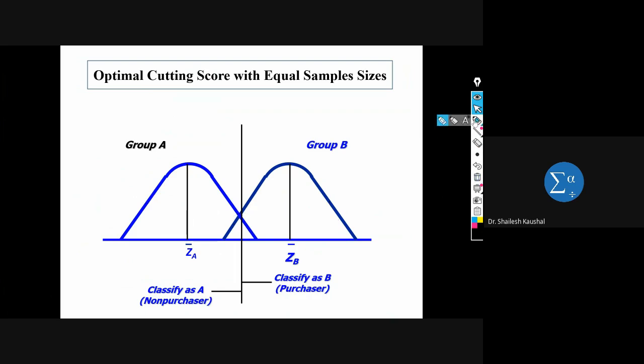Now this diagram, this is our cutting score, and this one is the overlapping. Overlapping means the less the overlapping, the model is a good fit. If the overlapping is more, the model is not a good fit.